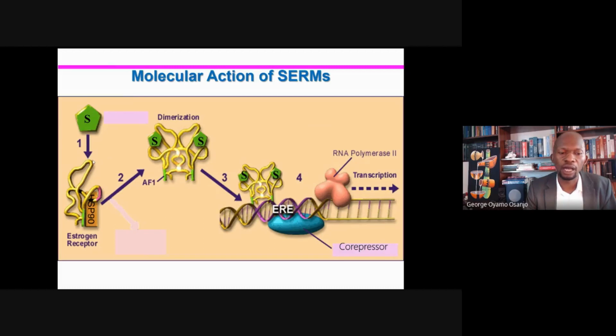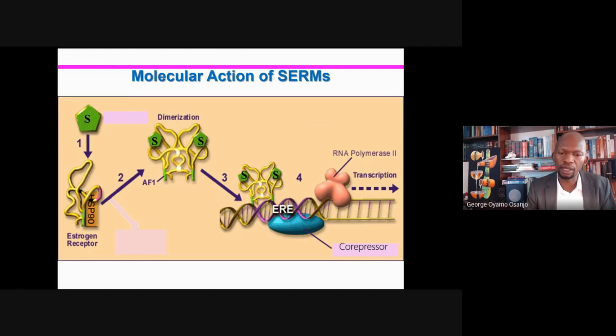The anti-estrogen receptor ER complex dimerizes, and that leads to exposure of the DNA binding domain, and that binding also facilitates the binding of a number of transcription factors. In this case, the transcription factors are mainly co-repressors rather than co-activators. An example of a co-repressor is what's called a nuclear receptor co-repressor, or NCoR. So therein lies the difference in the molecular action.